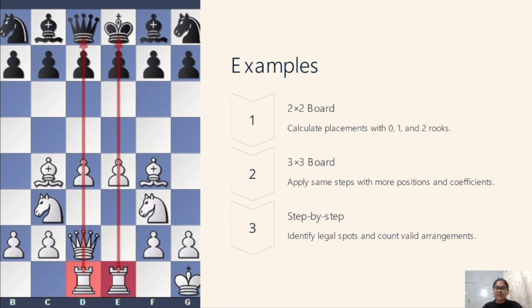Now let us see an example to understand it better. Taking example 1 as a 2 by 2 full board, r0 will be 1, r1 will be 4, and r2 will be 2, only two ways to place two non-attacking rooks. So our polynomial will be 1 plus 4x plus 2x squared. And for a 3 by 3 board, you can list possible rook placements for 1, 2, and 3 rooks, and there are 6 ways for 2 rooks and 6 for 3 rooks.